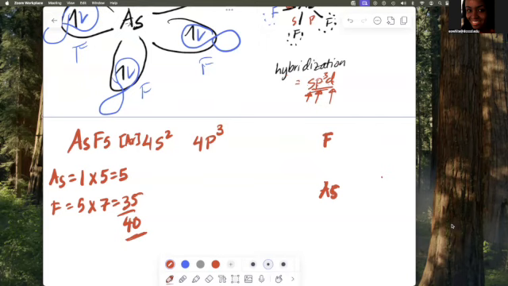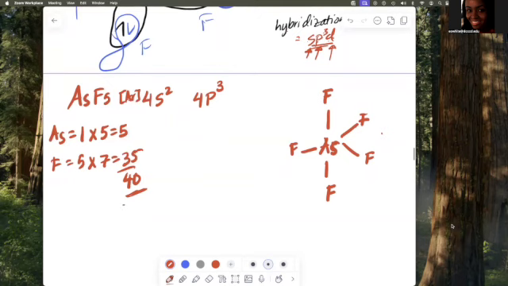Surrounding the As is 5 Fs. So we have the axial Fs and the equatorial Fs. We have 5 Fs to put around the As. We're going to be using 2 electrons each time to draw a single bond. So we go up, down, left, right, top right, and bottom right. I just used 10 electrons, right? I made 5 bonds, 2 electrons each. I should be left with 30 electrons.